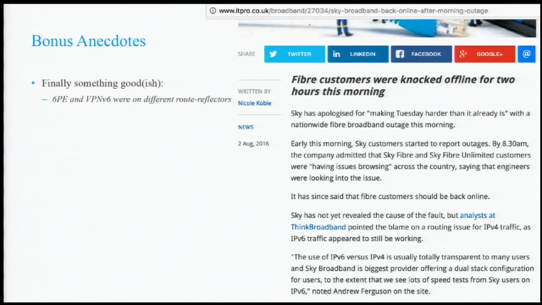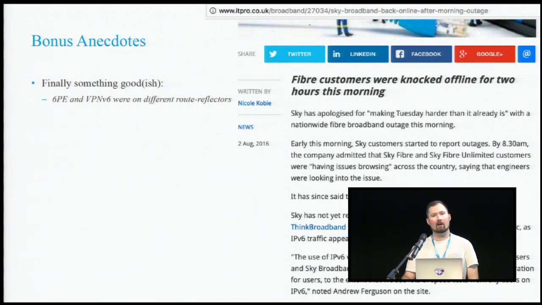Right, and I'll, again, losing all element of surprise, end on something slightly happier. The too long did not read. A few weeks ago, someone messed something up, and they broke v4, but v6 kept on working. We were using different route reflectors for v6, so something to be said for the lack of shared fate there.